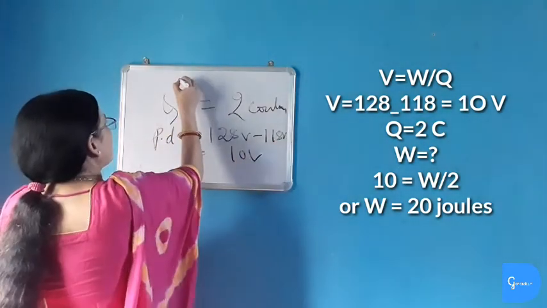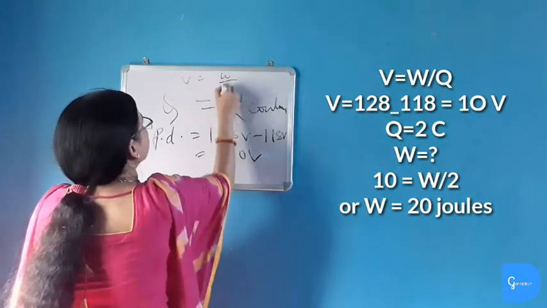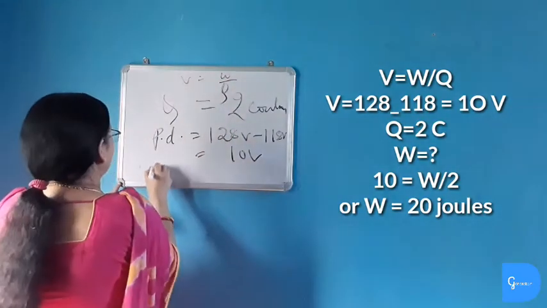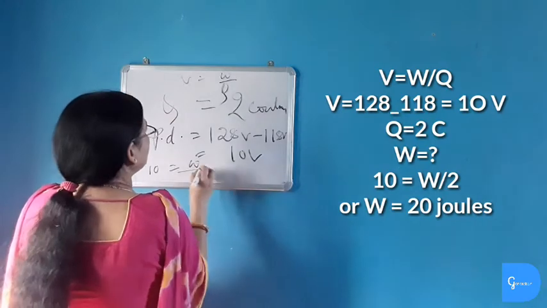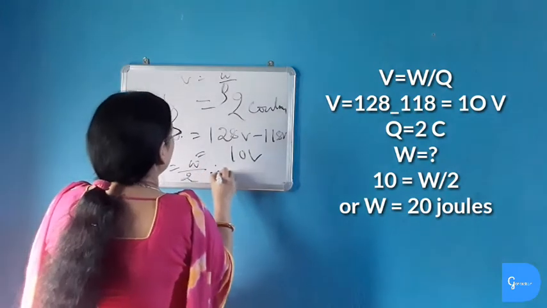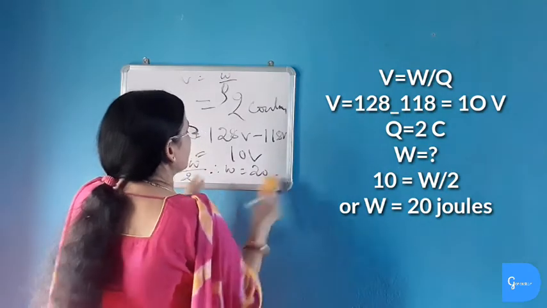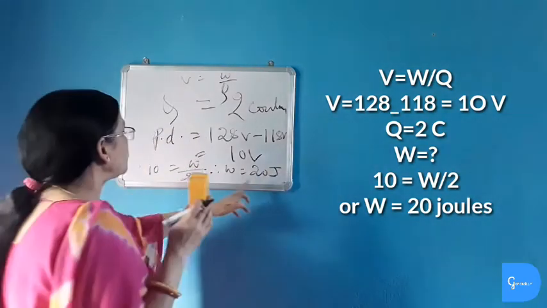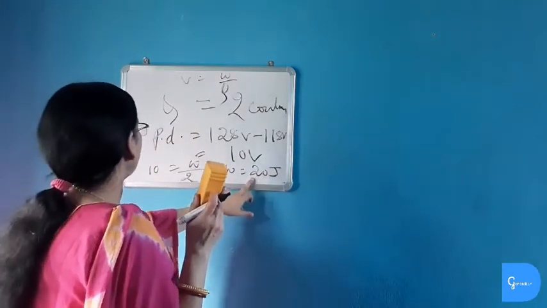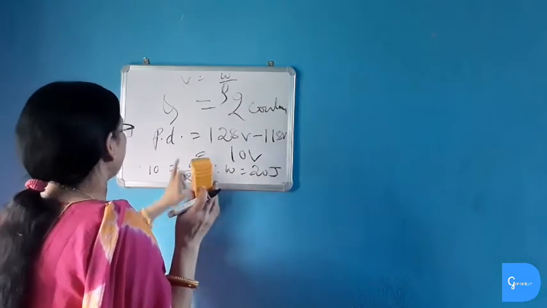Now we will apply the formula V is equal to W by Q. V is equal to 10 volt, W has to be found out, Q is equal to 2 coulomb. So W is equal to 20 joules. Sorry, 20 joules. So 20 joules of work has to be done to move 2 coulomb of electric charge in a potential difference of 10 volt.